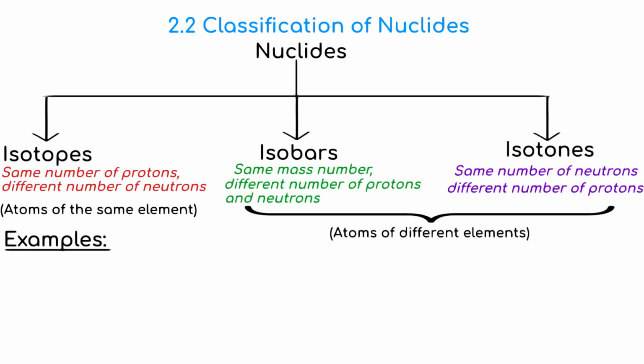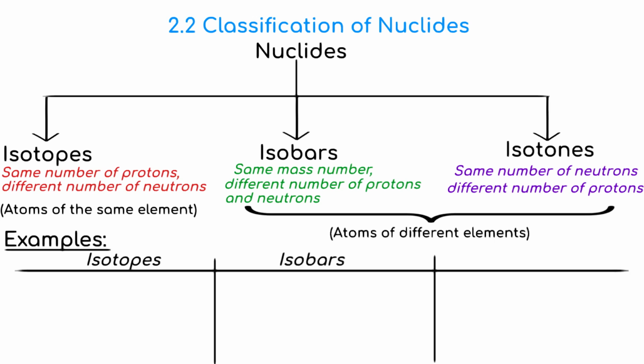Let's start with isotopes. One of the commonest elements is carbon, and carbon has three main isotopes. We have carbon-12, carbon-13, and carbon-14. Each isotope has 6 protons, but you can see the number of neutrons are different. The first one has 6, the second one has 7, the third one has 8, and this automatically makes them have different mass numbers.